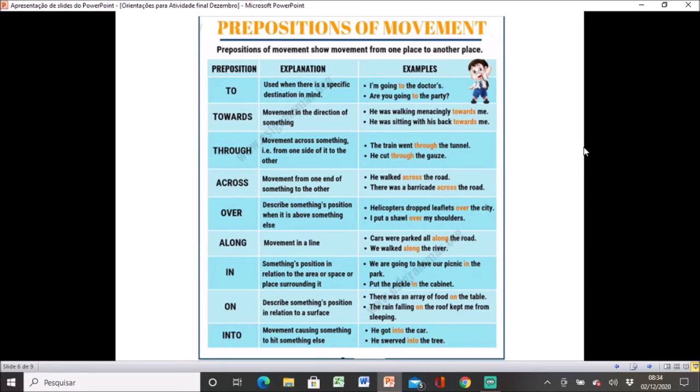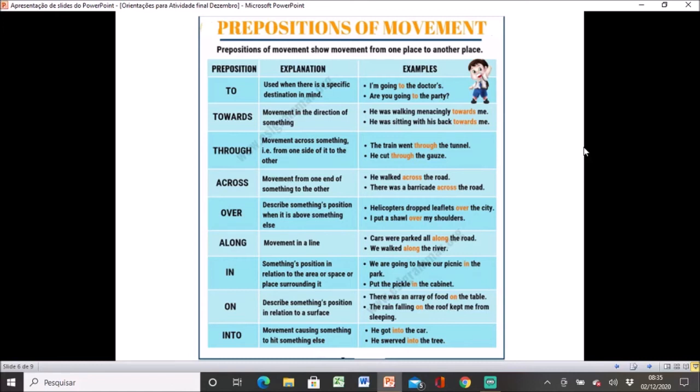Towards. Movement in the direction of something. Example: He was walking menacingly towards me. He was sitting with his back towards me. Through. Movement across something, from one side of it to the other. Example: The train went through the tunnel. They cut through the gauze.